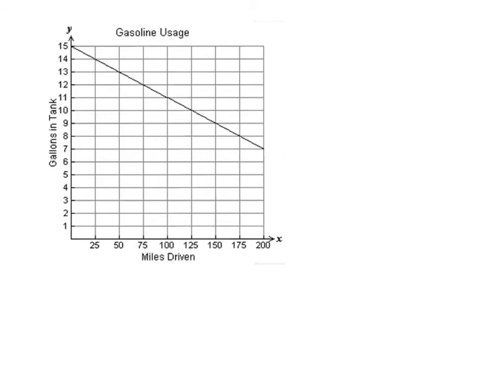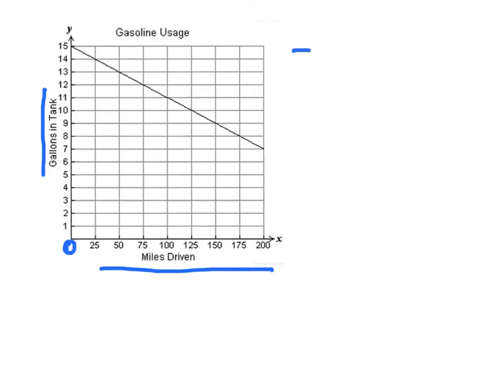Here we have a graph on gasoline usage. Our horizontal axis is the miles driven, and our vertical axis is the number of gallons that is in the tank. So 0 miles driven would be right here, and that's when we have a full tank. So this vehicle will hold 15 gallons of gas. And as we travel, the gas tank is going down. This is going to be a negative slope.